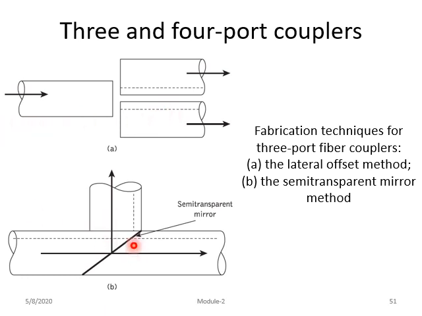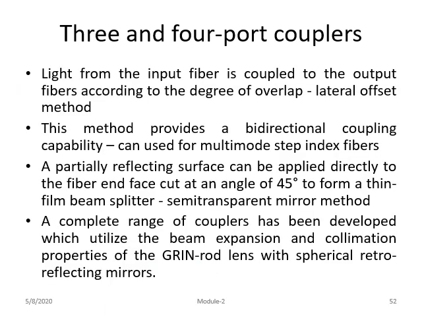The other diagram is where a semi-transparent mirror is used, passing one information and reflecting the other to the other side, and the other one is passing into another channel. So there are three port couplers in three different manners. Light from one input is coupled to the output fiber according to the degree of overlap in the lateral offset method. The other method is directional coupling capability with the help of multimoding, or something like a mirror, using partially reflecting surfaces which can be applied directly to the fiber end faces at an angle of 45 degrees to form a thin film beam splitter. The semi-transparent mirror method can be adopted under 3 port or 4 port as well.